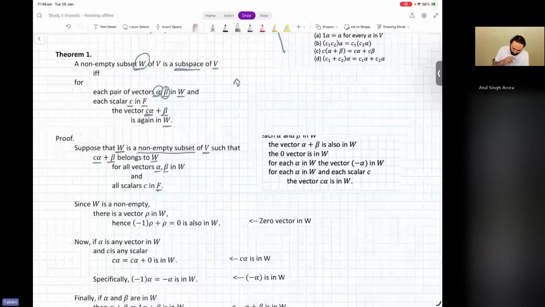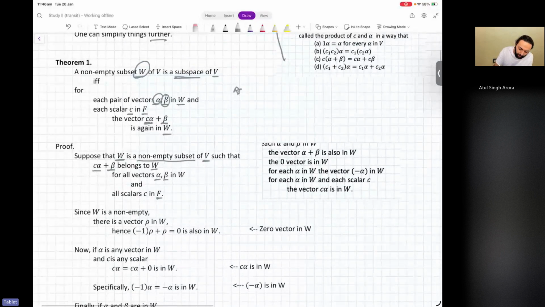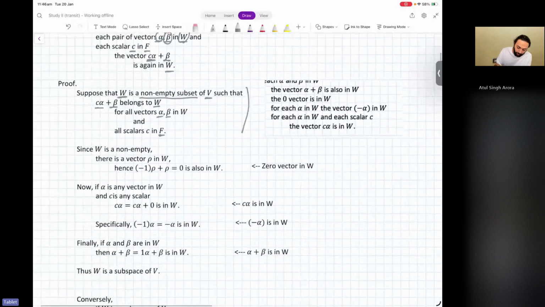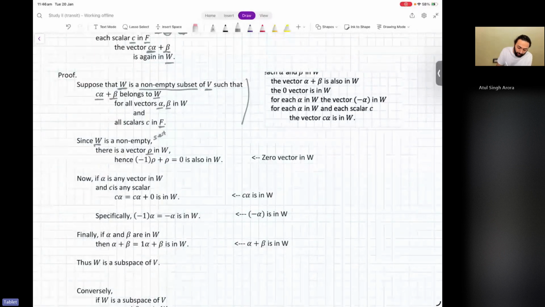Right. So suppose that, so we're trying to show this direction, right? So we're assuming that you do have a subset W that satisfies these conditions, and we want to establish that it is a subspace of V. So suppose this is true. Now, since W is a non-empty set, there is a vector rho in W, right?